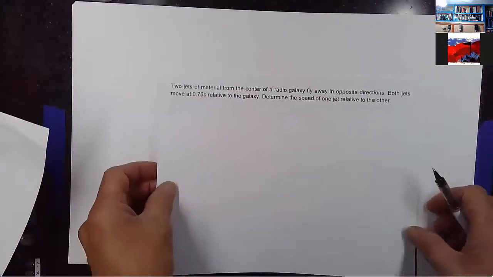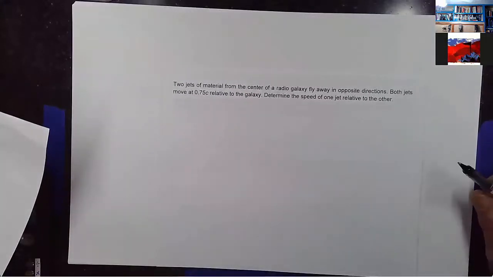Okay, well, let's dive in and solve some problems. First one I want to do is a relative motion thing, relative velocity thing. We're going to have two jets of material from the center of a radio galaxy fly away in opposite directions.